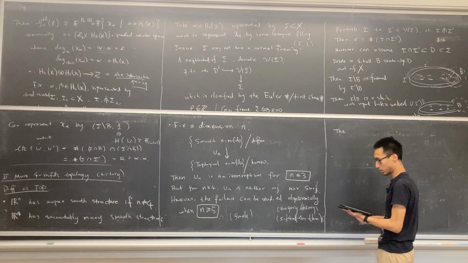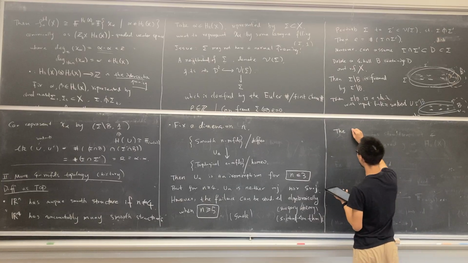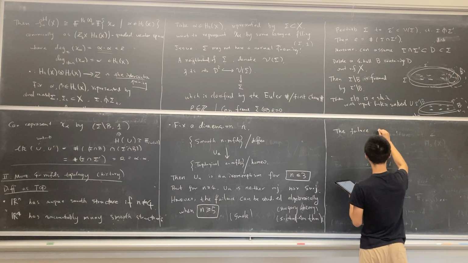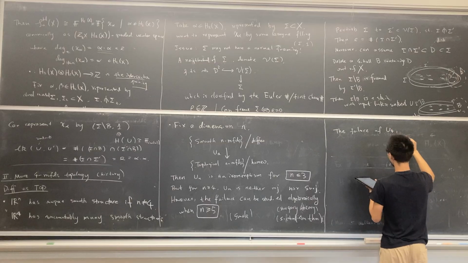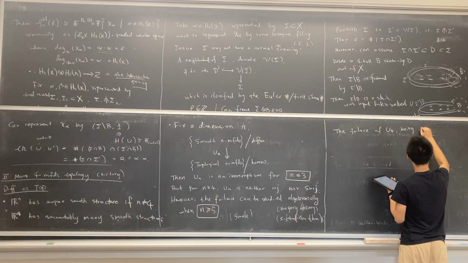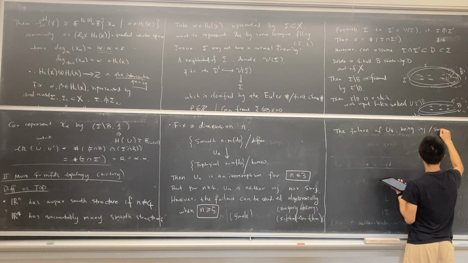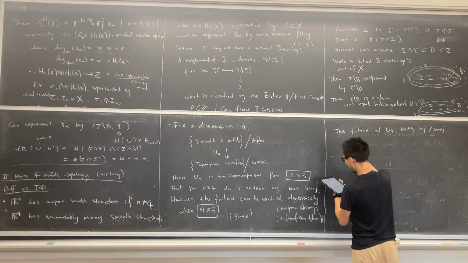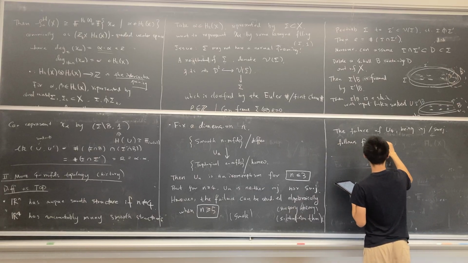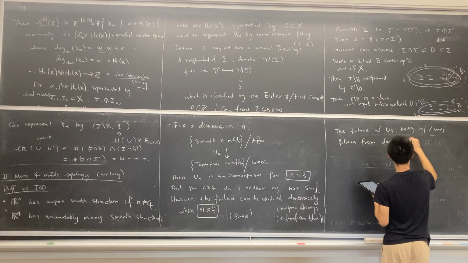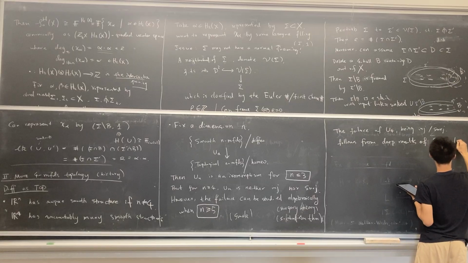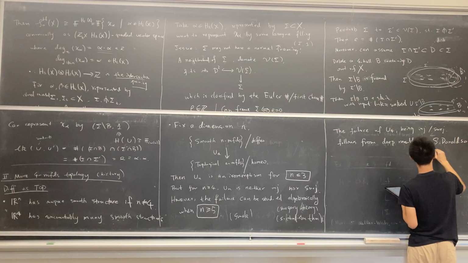But for n equals 4, this is actually a very intricate question until the appearance of Simon Donaldson and Mike Freedman. So the failure of U_4 being injective or surjective follows from just, say, deep results of Simon Donaldson and Mike Freedman.